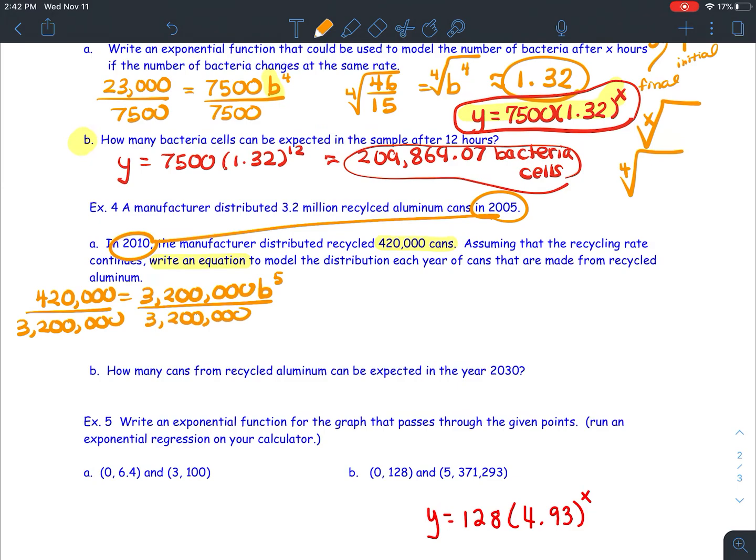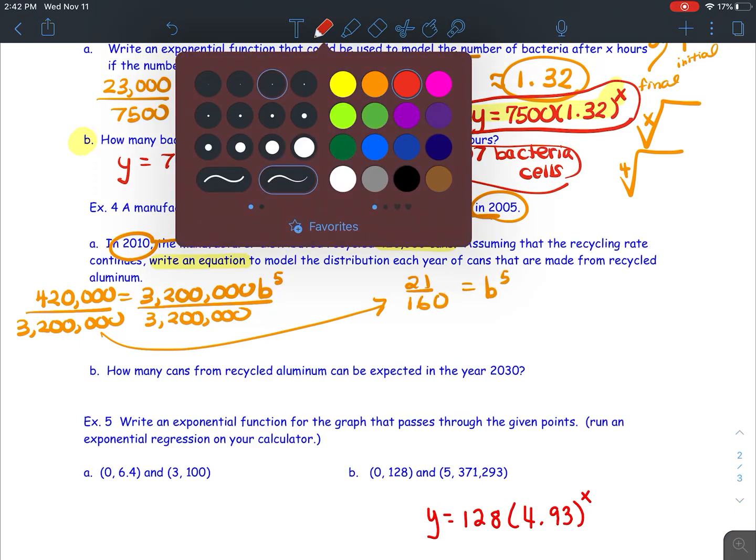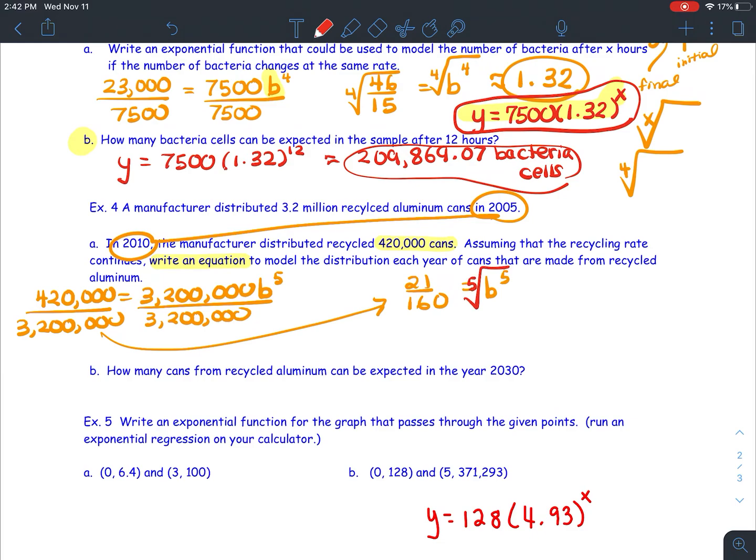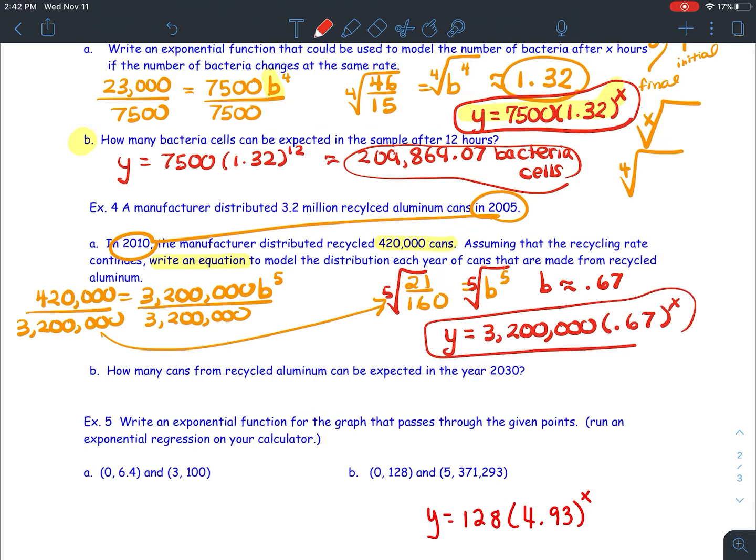I'm going to switch that back into a fraction. That's 21 over 160. That's going to equal B to the 5th. And then I'm going to need to do the 5th root of both sides. Again, you're going to press 5, the math button, option 5, and then you will type in 21 divided by 160. The B is going to come out to 0.67. So now I'm going to write my equation. Y equals initial amount, that's how many he recycled back in 2005, my multiplier, 0.67, and I'm using x as the time.